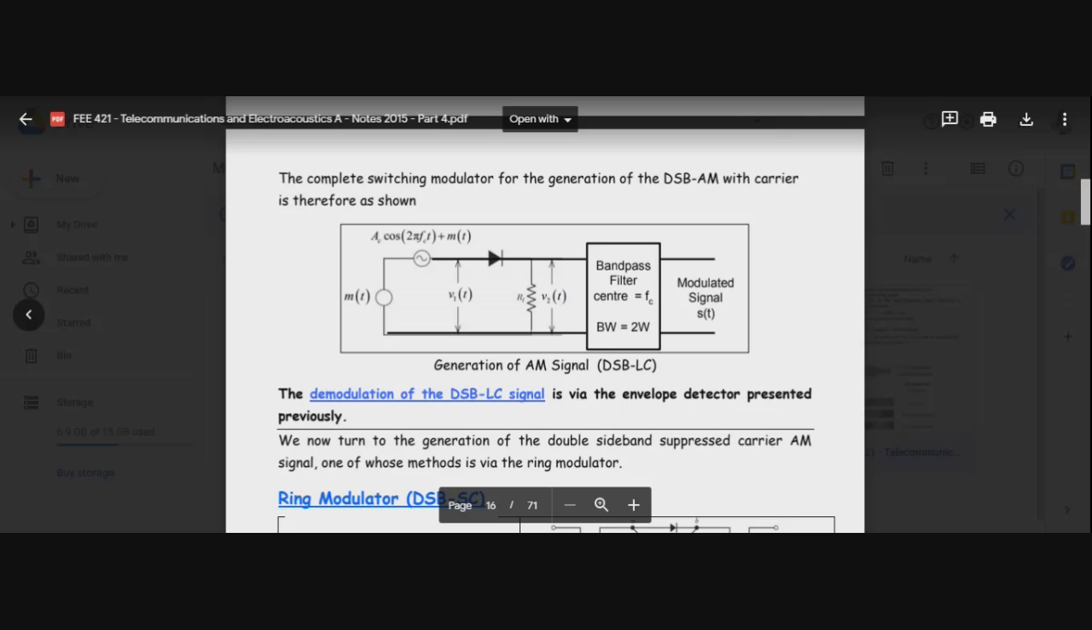Because there are some components, you want to retain m(t). So it's a bandpass filter, which has a center frequency fc and a bandwidth 2W, where W is the message bandwidth. So you are generating the signal that you want plus other components that you're going to throw off. So this is the diagram, and what we've done is just to explain its working.